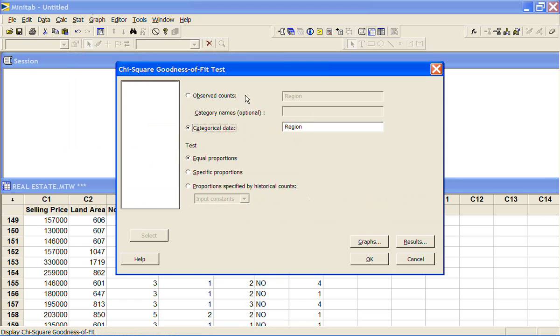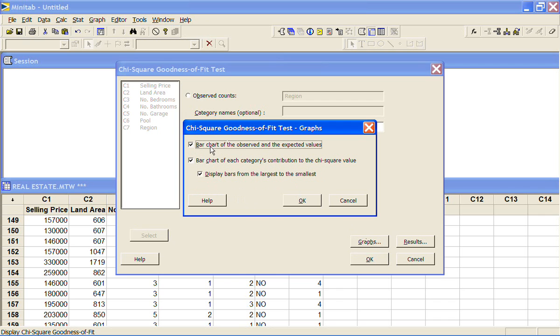In this case I don't have the counts as such, I've got all of the data in one column and I need Minitab to go through and count that up for me, so I'm just going to put region in the categorical data. First of all, let's try testing it for equal proportions. If I go to graphs, you'll see that it'll do a bar chart of the observed and expected values, and it will do a bar chart of the contribution to the chi-square value.